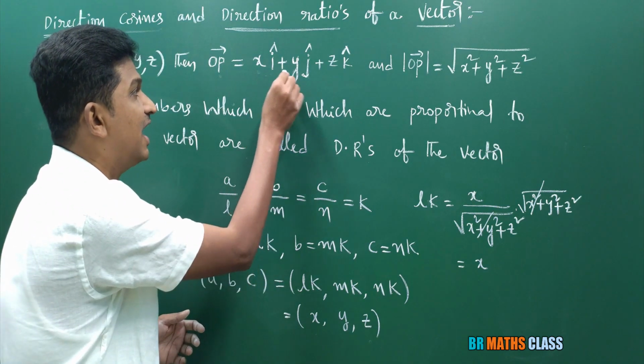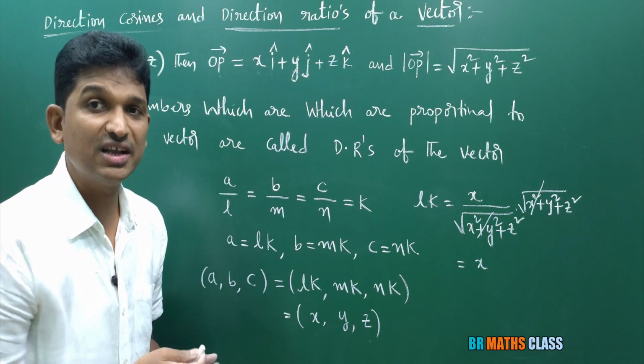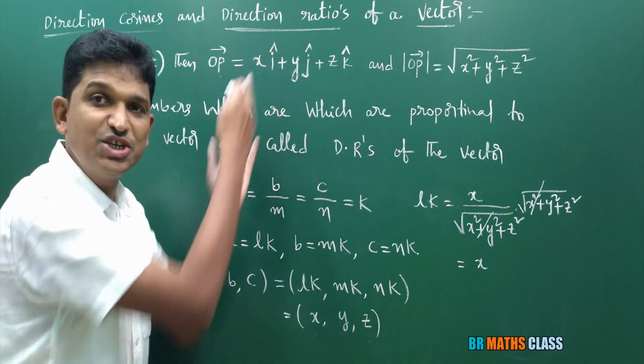See here, x i cap plus y j cap plus z k cap is one vector. Now, for this vector, what are the direction ratios? What are their scalar components? x, y, z are the direction ratios of that vector.